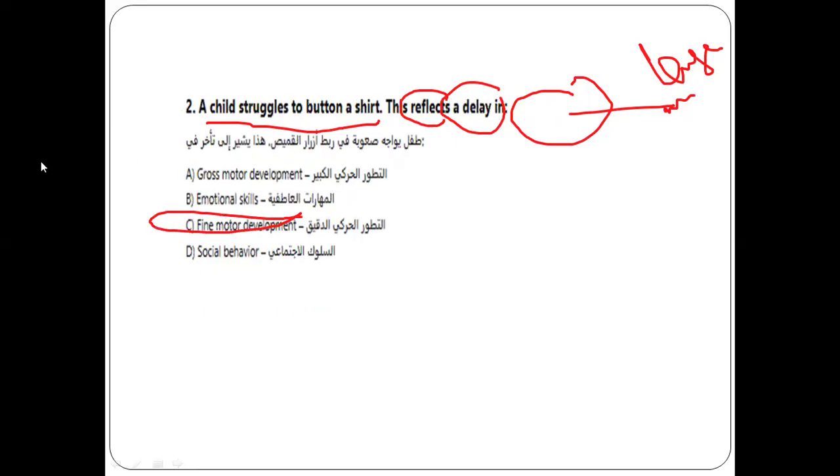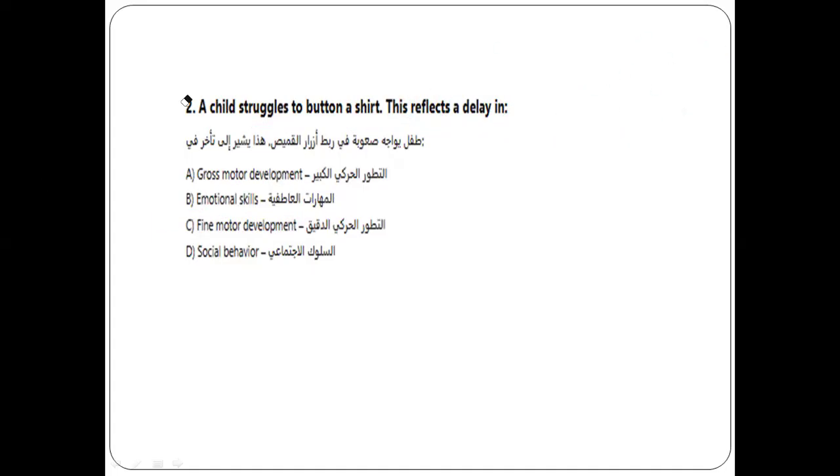Moving to the next, which behavior reflects a delay? A child struggles to button a shirt. This reflects a delay in what? A delay in the fine motor skills, right? For sure, the gross motor is not the issue here. So that means they're struggling with the fine motor skills. It's not social behavior.